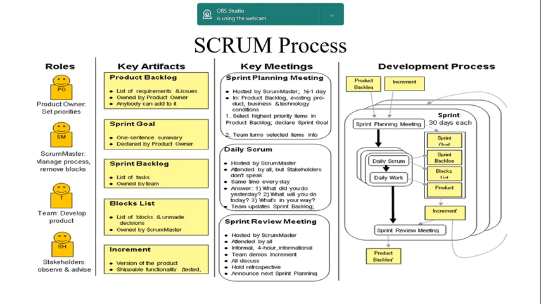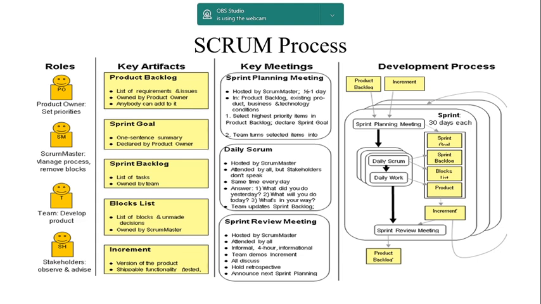Next one is the Scrum process. I'm sorry, roles. Again, all the roles I quoted while discussing this. The product owner is going to set priorities. The Scrum master manages the process and removes blocks, the team develops the product, and stakeholders observe and advise, meaning clients. The owner, the master, the team, and the client.